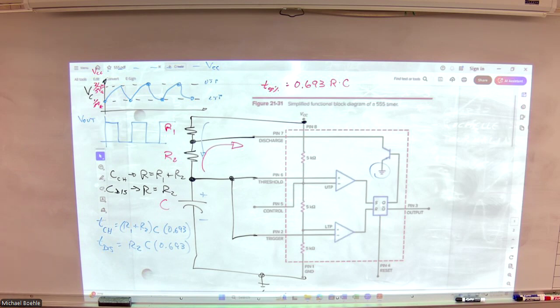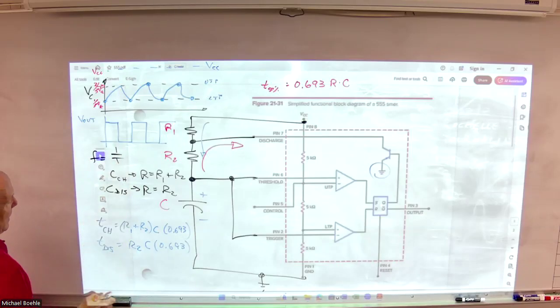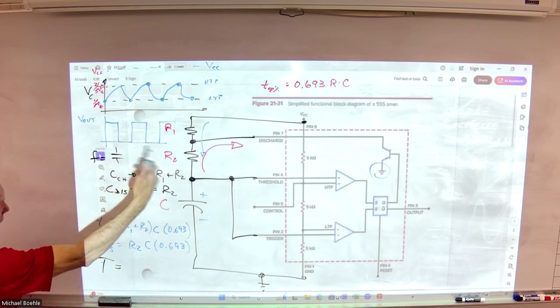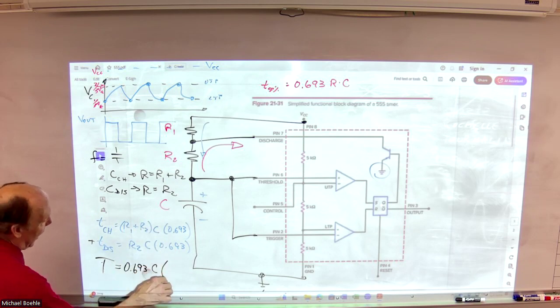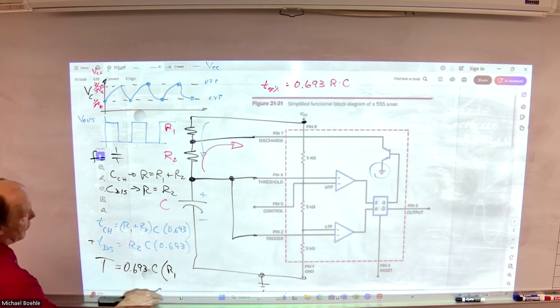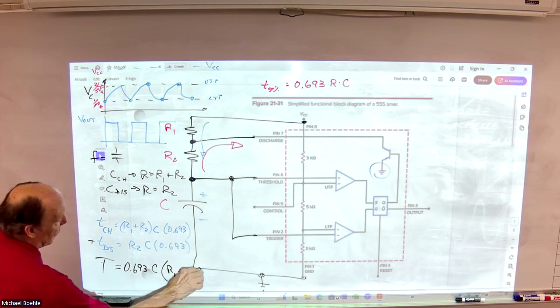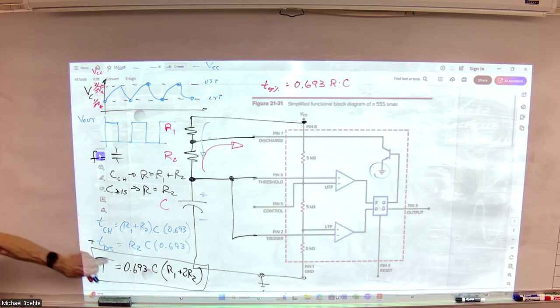Well, the frequency is 1 over the period. The period is the sum of those two. So when I add these two together, the period for this circuit is 0.693 times C times (R1 plus R2 plus R2), so add 2 R2. So this is your period. The frequency is just the inverse of that. Make sense to everyone?